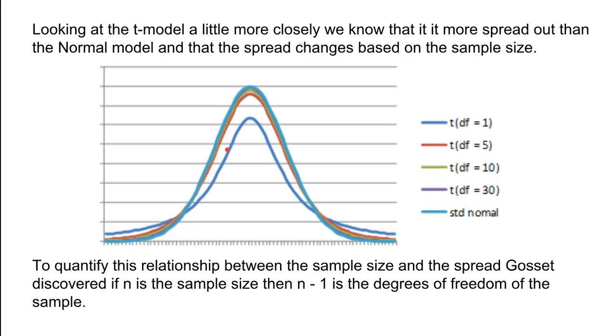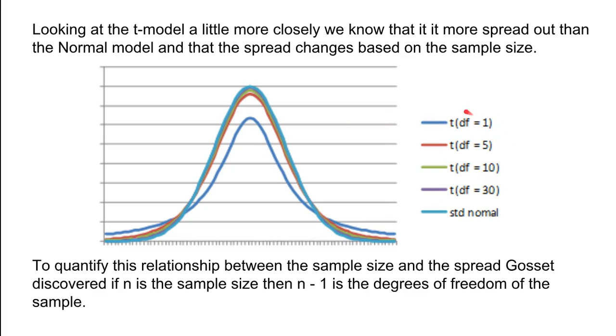Now, to quantify this relationship between the sample size and the spread, William Gossett discovered that if n is the sample size, then n minus 1 is the degrees of freedom of the sample. Now, I know this is going to be the one thing that makes you wonder what he's talking about. Degrees of freedom? Think of it as just how William Gossett categorized his many different T models. There's a different T model for every sample size. You would think he would have just defined them by the sample size, but instead he defined them by n minus 1, one less than the sample size.